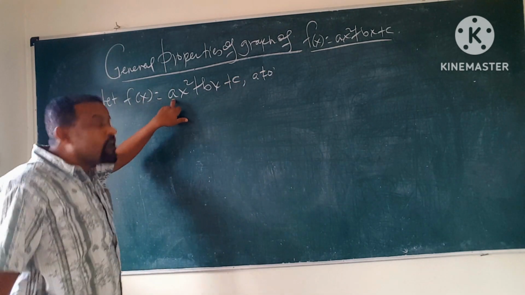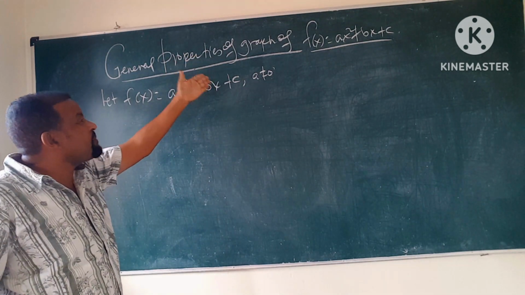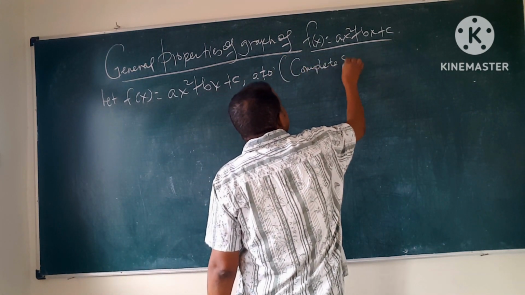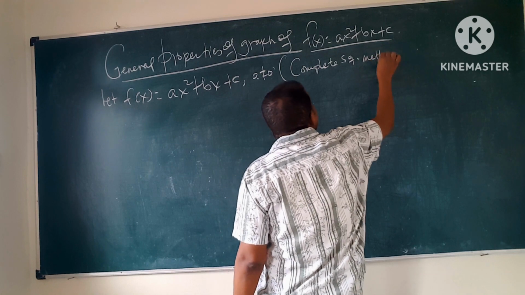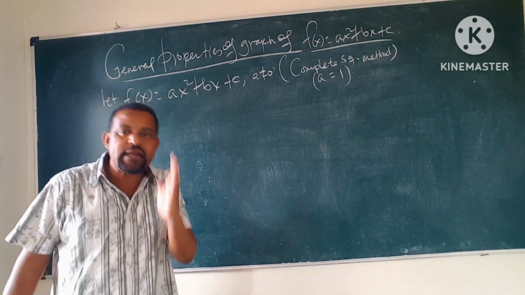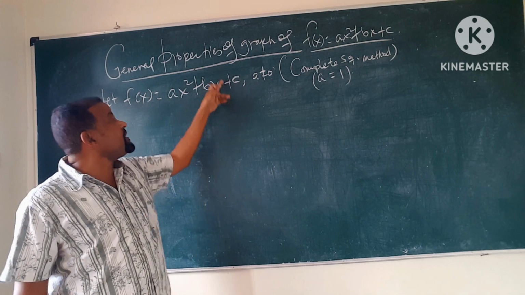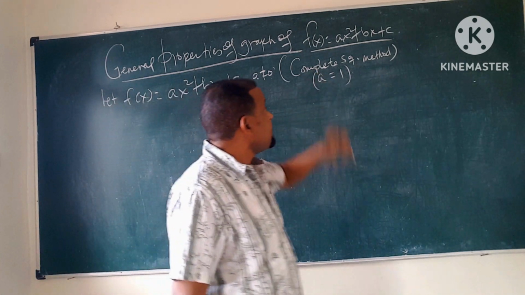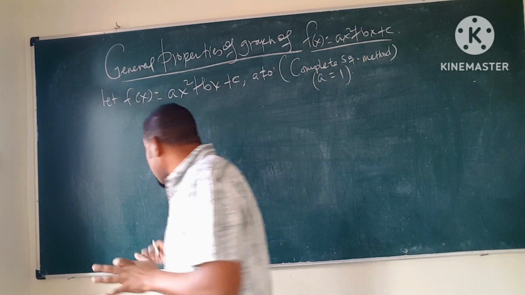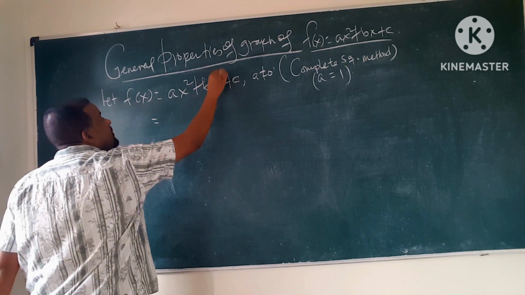Note that if a is 1, there is no problem at all. To use the complete squaring method, a must always be 1. The coefficient of x squared must be 1 because we are going to make a perfect square. So we take a common factor out. Now this is what we want to make a perfect square.